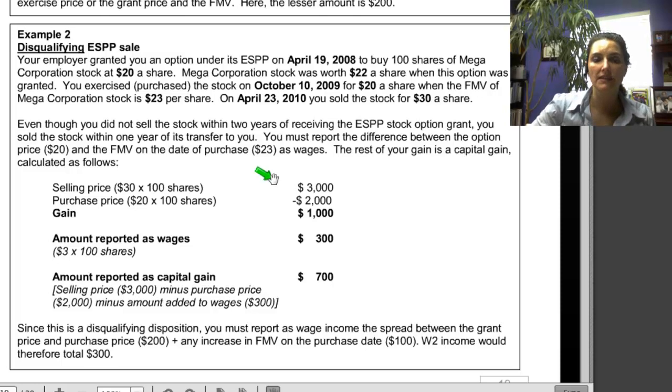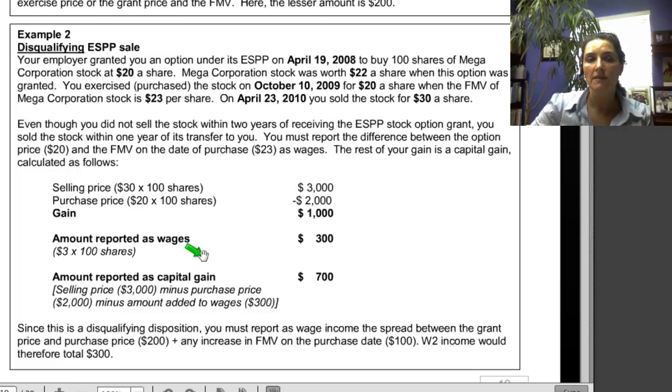So we still have the same sales price, we still have the same purchase price, and we still have the same gain. But the difference is how that gain will get taxed. And because we do not meet the holding period requirements, we do not get the special capital gain treatment for the spread that had to do with appreciation after that stock option was granted.